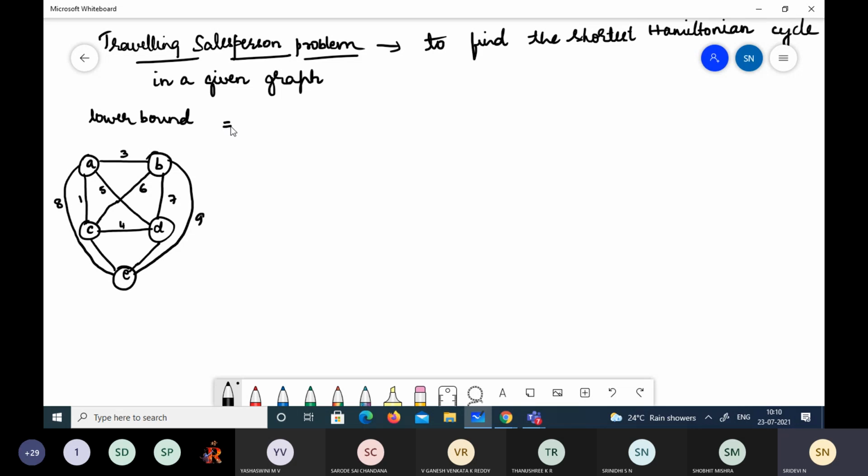And how do I find the lower bound for this? Lower bound is the sum of the two nearest cities taken for any vertex. So if you take A as a vertex, which are the two nearest cities for A? 1 and 3, isn't it? 1 plus 3. Then for vertex B, which are the two nearest cities? We can reach 4 different cities from B, among which we have to select the two nearest. So 3 and 6, isn't it?